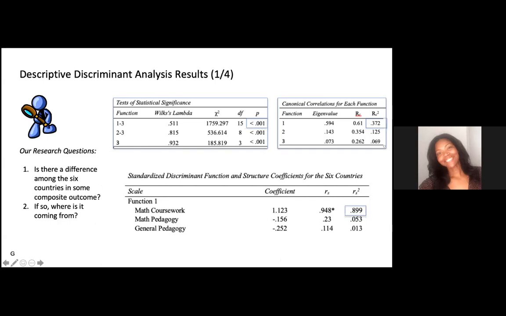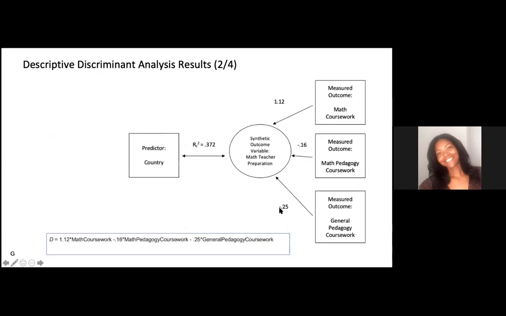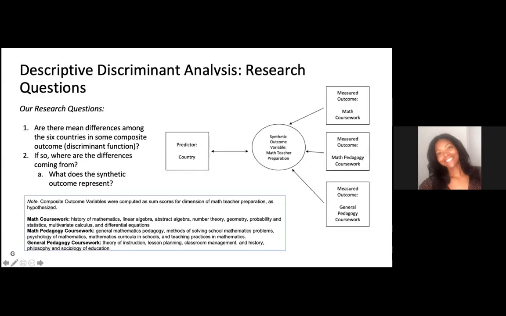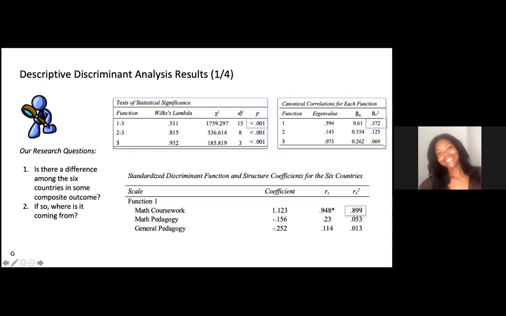When we look at the squared structure coefficient here, we see that math coursework made up 89.9% of, if I can go back, of this synthetic outcome variable. And then it's very negligible after that in terms of math pedagogy and general pedagogy. And again, this is just for function 1.